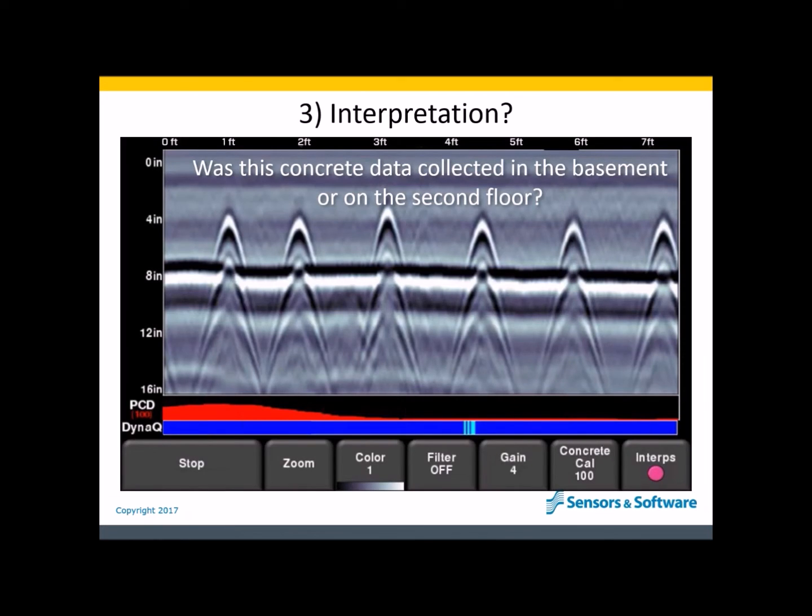Question number 3. There are only 2 possible answers here. Here is data collected on a concrete floor. Was this concrete data collected in the basement or on the 2nd floor? Have a look at that image and think about what you know about concrete.